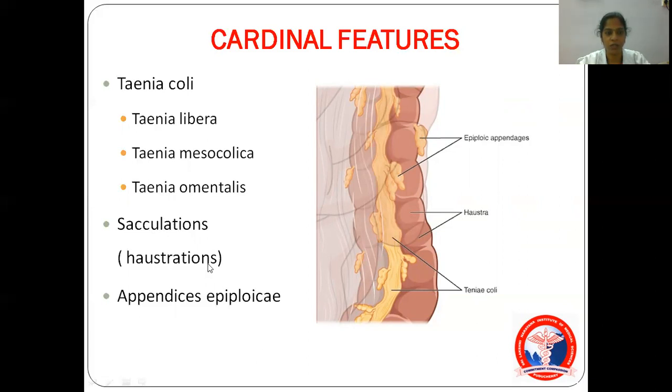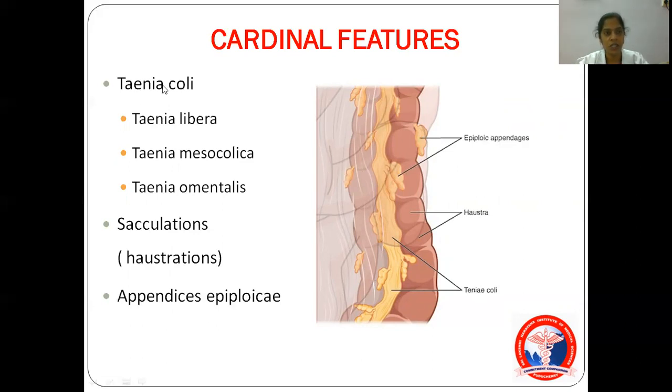Saculations are also called haustrations. On either side of the large intestine, you can see sacules, dilatations. Appendices epiploicae are fat-filled peritoneal pouches. In this picture, you can see the appendices epiploicae. Within the peritoneal fold, there is accumulation of fat, and these fat-filled peritoneal pouches are attached to the large intestine. These are the three cardinal features of the large intestine. When you see these three features, you can identify it as large intestine.